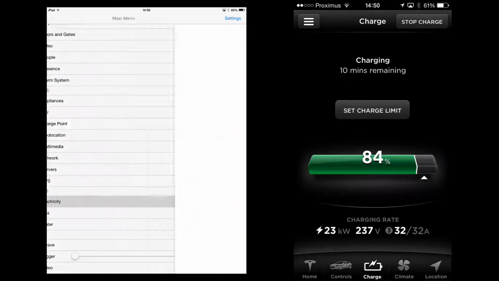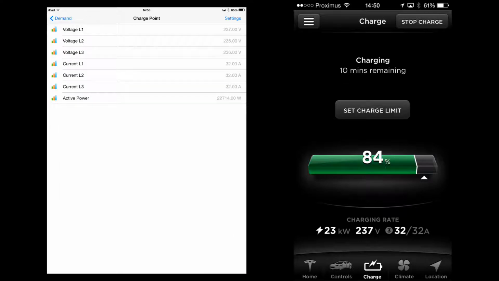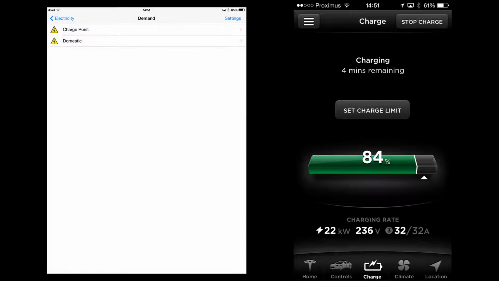For example, balancing energy demand in the house. So you can see that the charge point is now taking about 23 kilowatts of power. So that concludes the small demo.